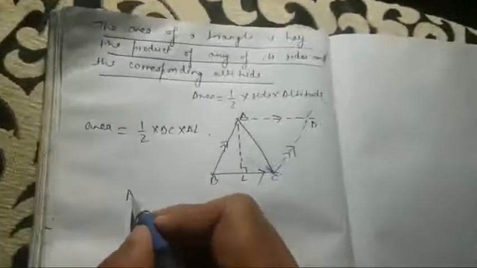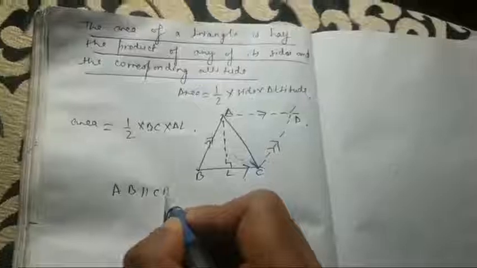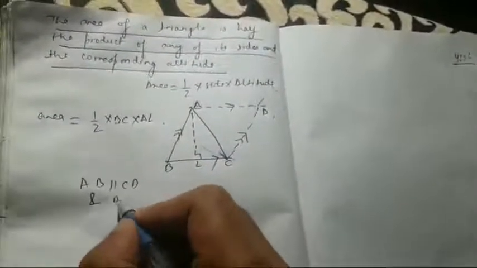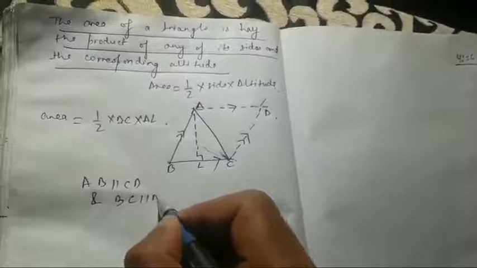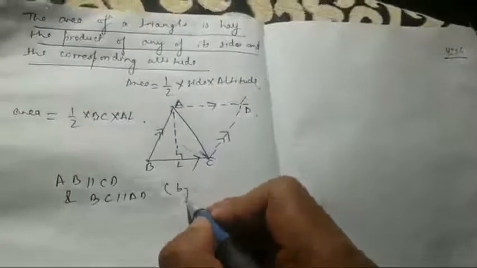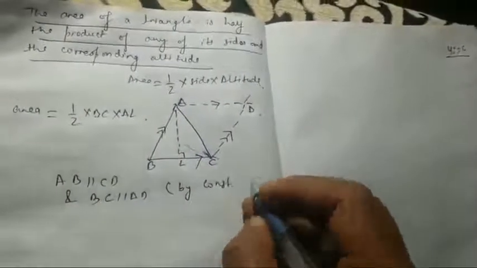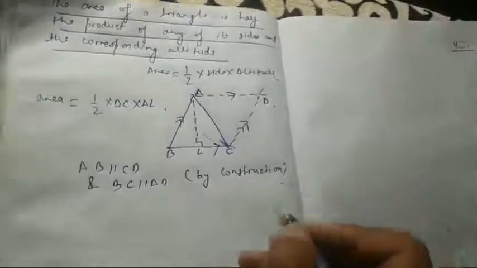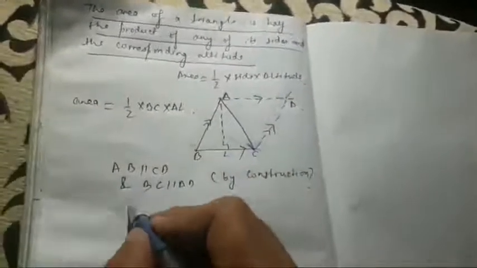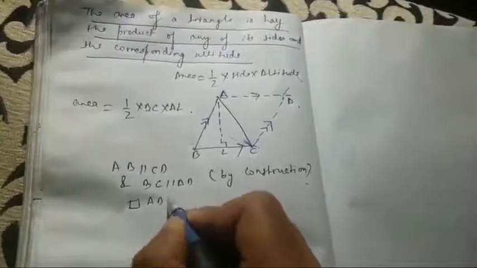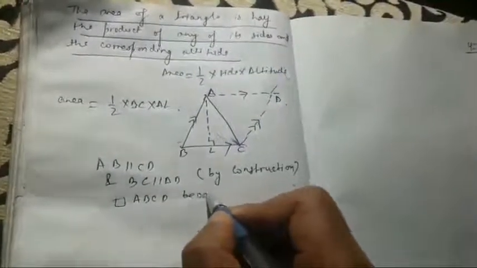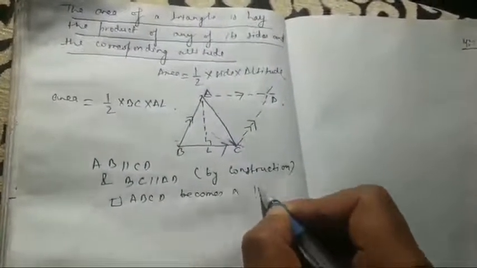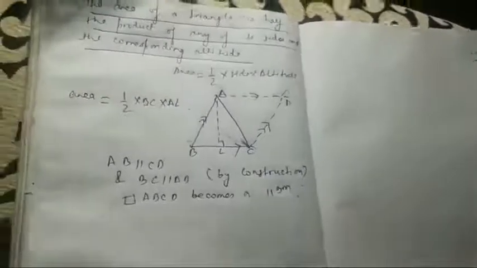So since AB is parallel to CD and BC is parallel to AD, by construction, we will write it as the reason. Now since this is parallel to this and this is parallel to this, our quadrilateral ABCD becomes a parallelogram.